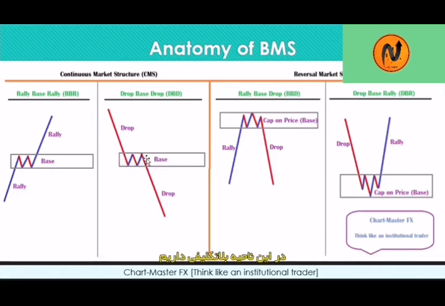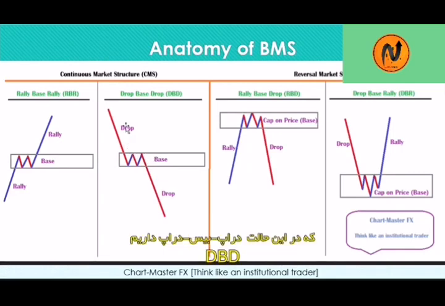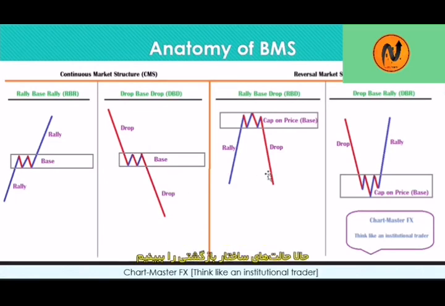It's indecisive, so we don't know what can happen here. Maybe the institutional traders may take the price up, which is a rally, or they may decide to continue going along the direction of the market structure. That's where we end up having a drop, base, drop. So these are the two examples of the continuous market structure. Let's go and look at the reversal market structure.